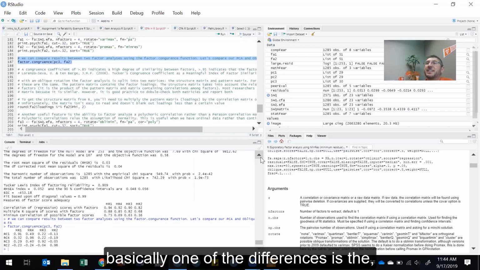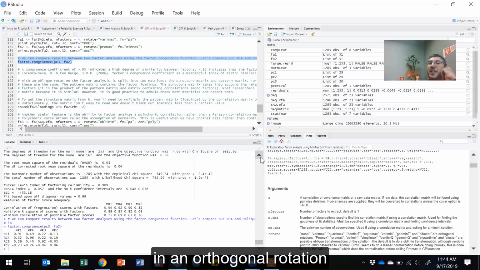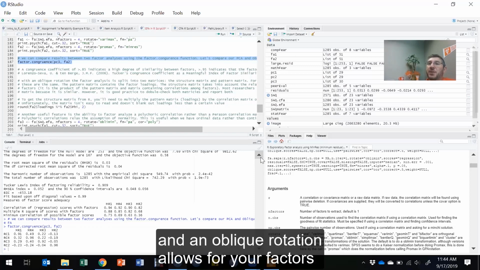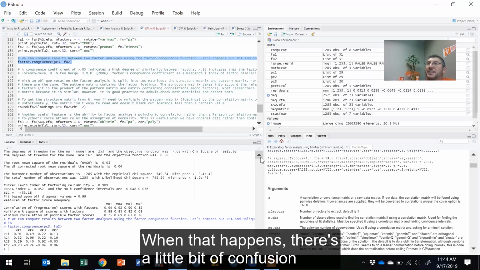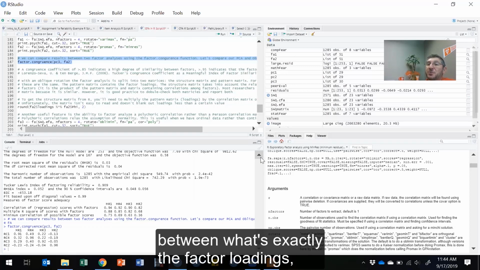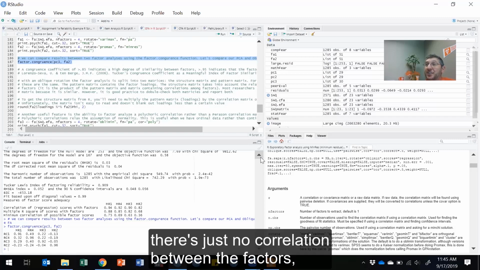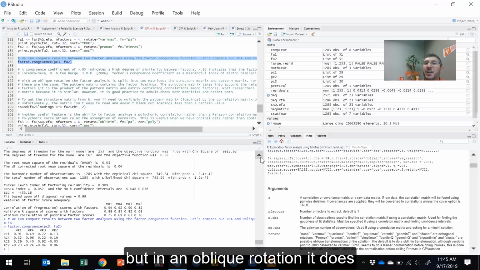Basically, one of the differences is in an orthogonal rotation, we're not allowing for correlations between our factors, and an oblique rotation allows for your factors to correlate to a degree. When that happens, there's a little bit of confusion between what's exactly the factor loadings. In an orthogonal rotation, since there's no correlation between the factors, this problem doesn't come up. But in an oblique rotation, it does.